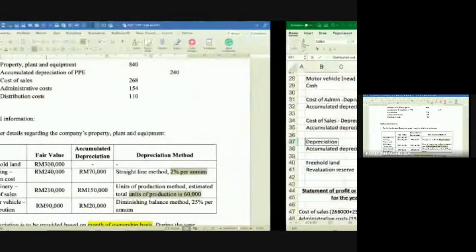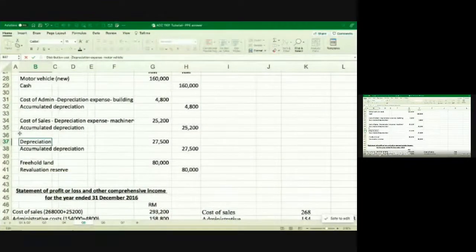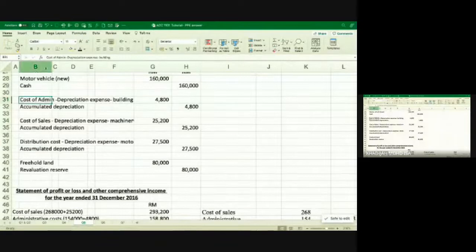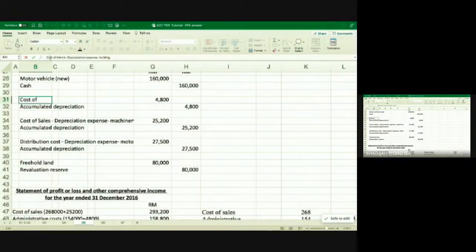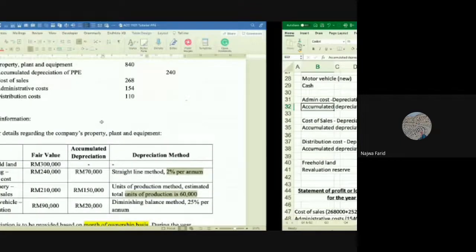Depreciation cost, admin cost and cost of sales. I put admin cost? Cost of admin. It looks a bit different though. Madam, yes, so we cannot just write depreciation on motor vehicle. We have to enter it into the admin cost.